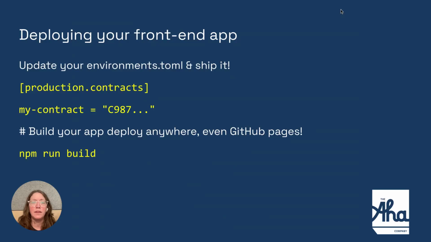In order to deploy your front-end app, you'll need to update your environments.toml to point to the contract address that you have deployed onto testnet or mainnet, and use those C addresses to reference your contracts. Using npm run build, that will create a build artifact of your front end app, of your Web 2 app, that you can then ship anywhere that you want, even GitHub pages.